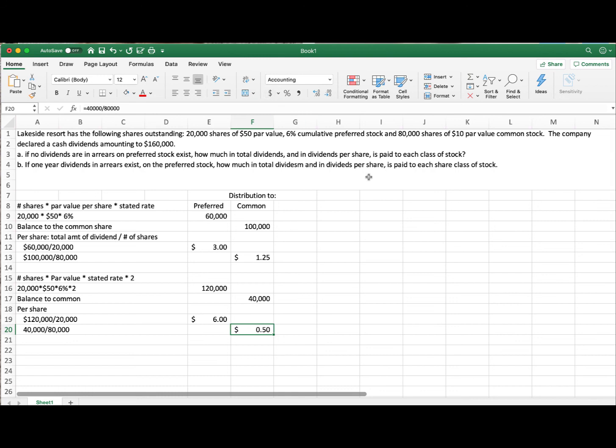So that, my friends, is how you allocate total dividend to each share class based on whether it is preferred, whether it is cumulative, and whether it has any dividend in arrears. If it does have dividend in arrears and it is cumulative preferred stock, we need to first pay anything in arrears, then pay the current. Once the preferred shareholders are taken care of, guess what? The rest goes to the common. Okay? So that's an example.